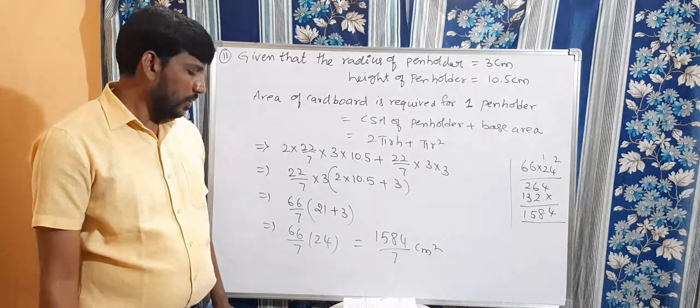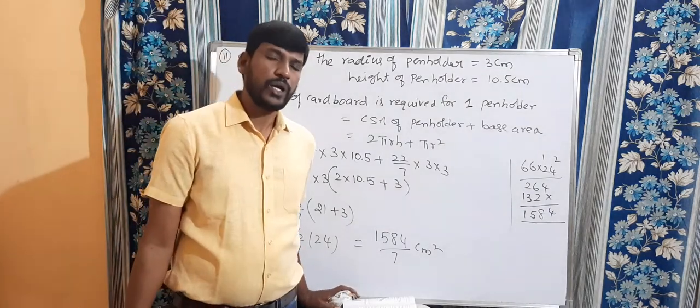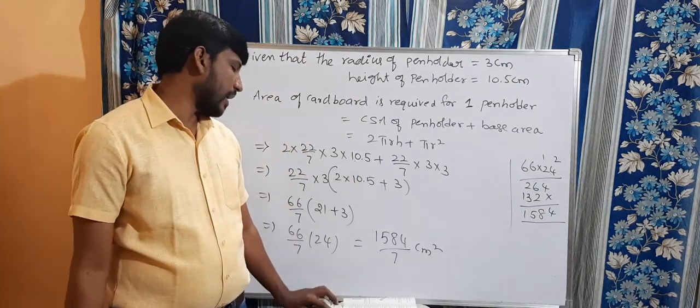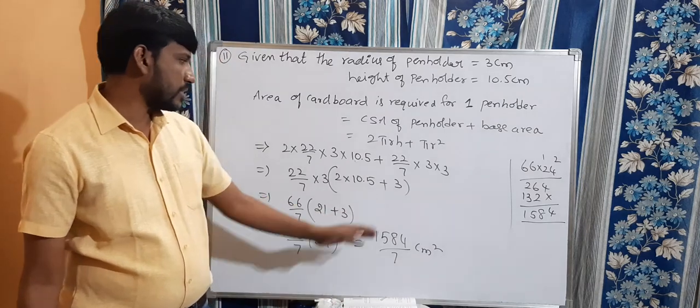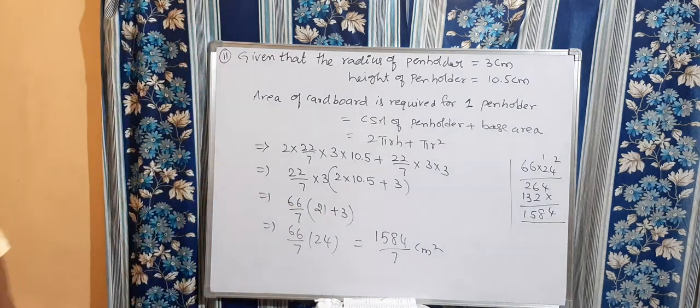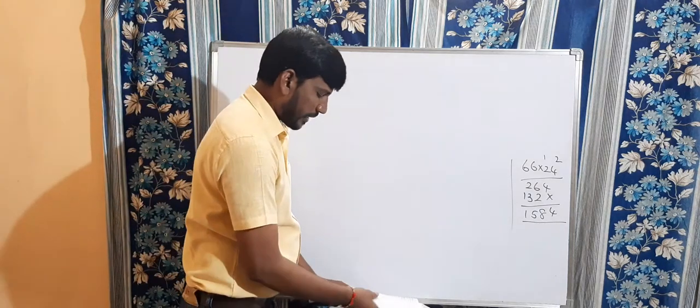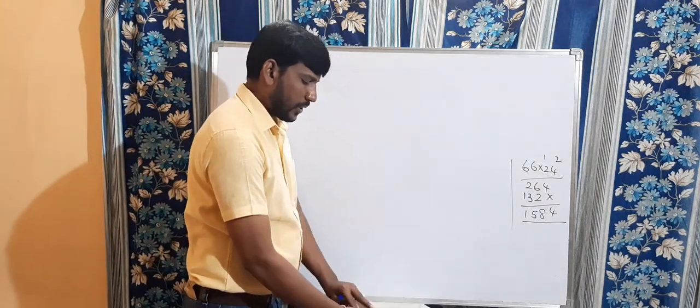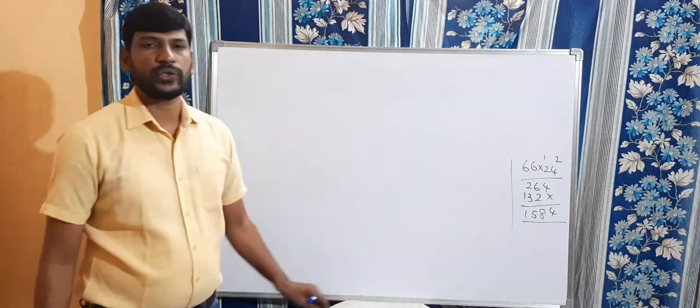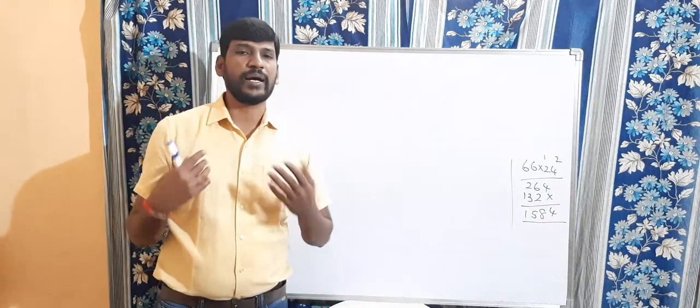Okay. Now how many competitors are there? Totally 35 competitors are there. Okay. Please copy this. Right, children. Now how many competitors are there? Totally 35 competitors are there. So we are going to find out for 35 competitors.